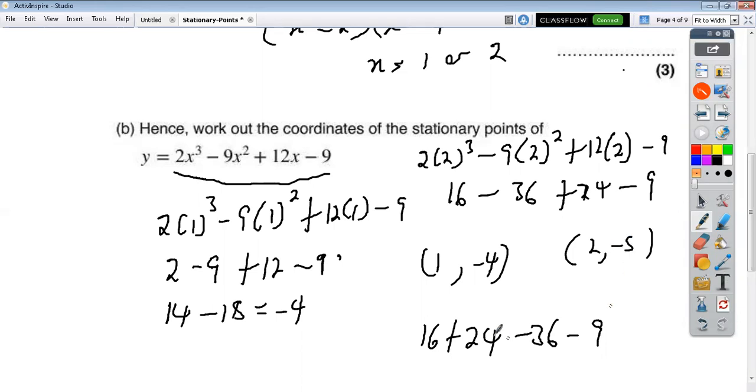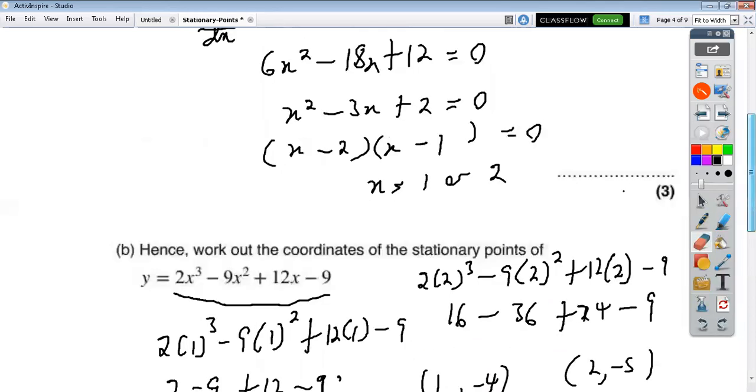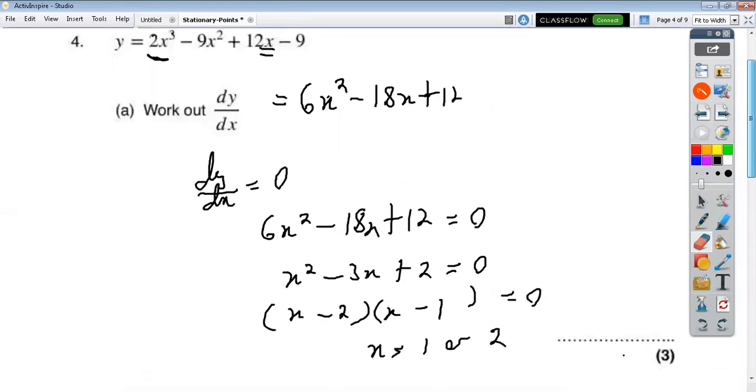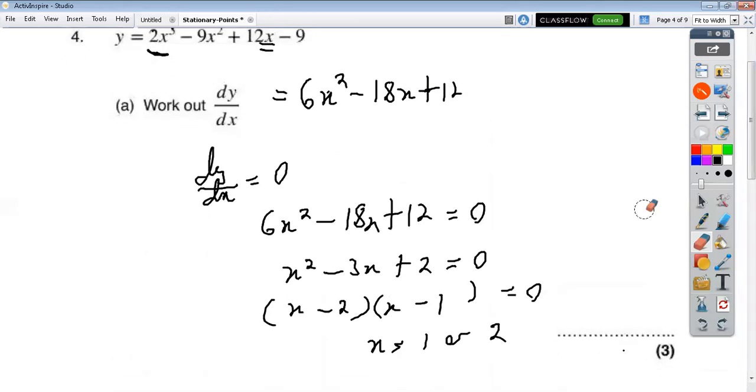Negative 5 there. Now, I want to go further. This question never asked you about the nature of those turning points. What if you were asked about the nature of the turning points? What do you do? Whether it's a local maximum or minimum for those two coordinates, we find the second derivative. Our first derivative is this.